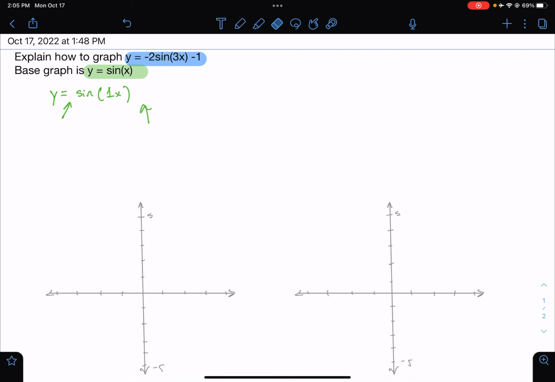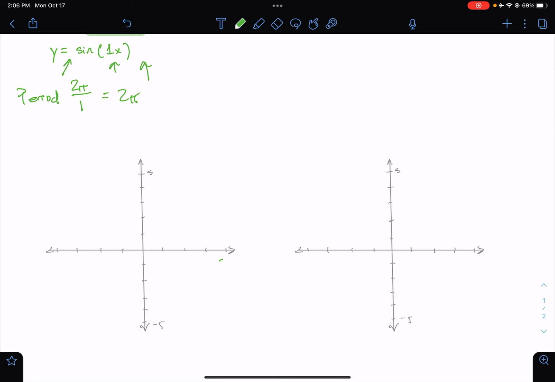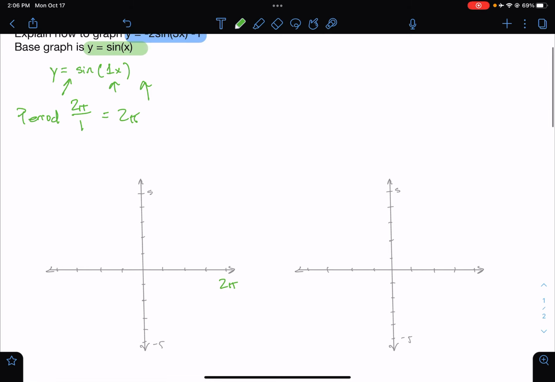And then all we need to do before we graph is find the period. So the period will be 2 pi over whatever is inside of the parentheses there. So it'll be 2 pi over 1, which is equal to 2 pi. So we know that the period for one cycle is 2 pi.